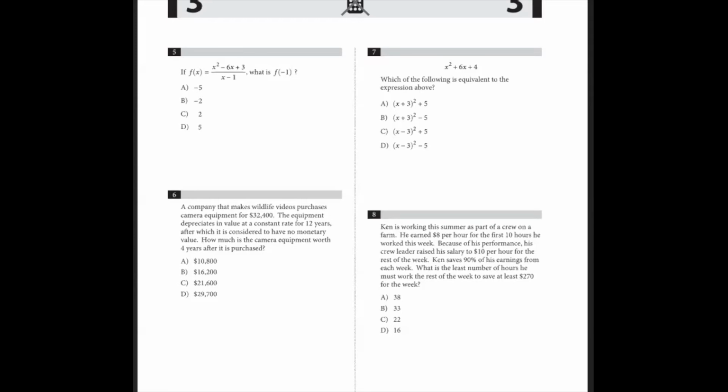So for this one, I set it up as an inequality. That was the easiest way I knew. The one thing that's important to recognize about this problem is that the $8 per hour for the 10 hours is independent from anything else that he makes, the $10 per hour. Because he made $80 at first, and then everything else is just like a variable because we don't know how much he had to work.